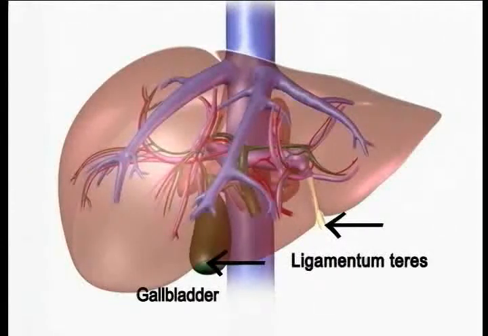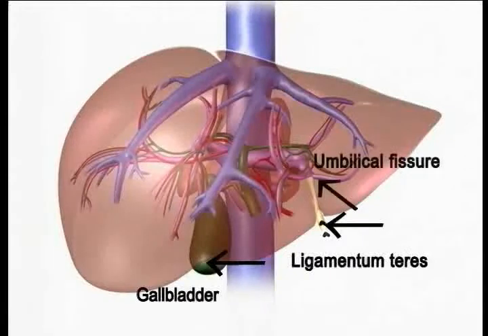The ligamentum teres occupies the anterior and inferior border of the falciform ligament and contains the obliterated umbilical vein. The falciform ligament, which is not shown in this picture, is a thin membrane that runs posteriorly from the ligamentum teres to meet the triangular ligaments centrally at the suprahepatic inferior vena cava.